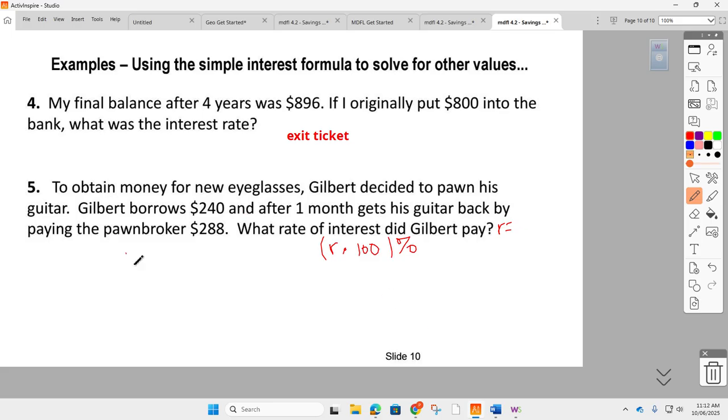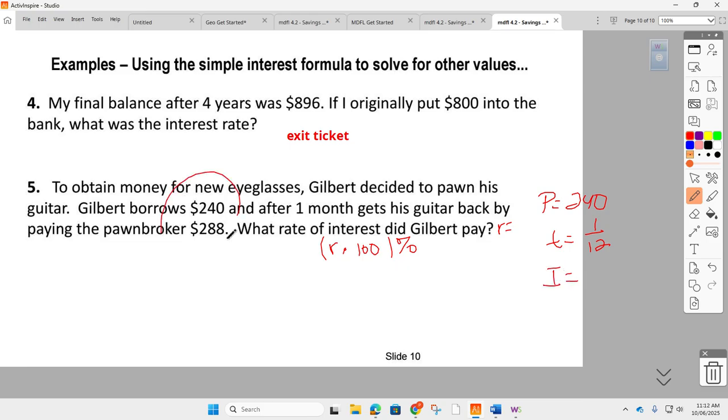He's going to pawn his guitar. He borrows $240. That's his principal. After 1 month, that's his time. So it's 1/12 of a year, right? Because there's 12 months in a year. The rate is what we don't know. They don't give us the interest. Is there a way I can find out what the interest is?